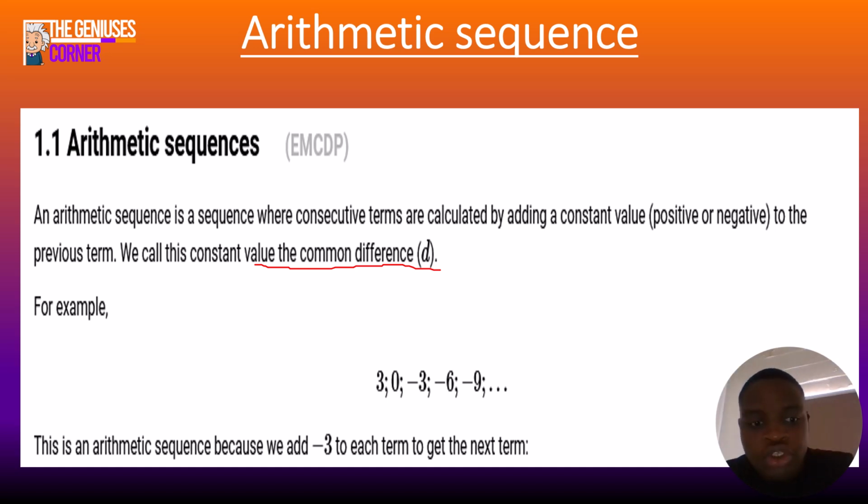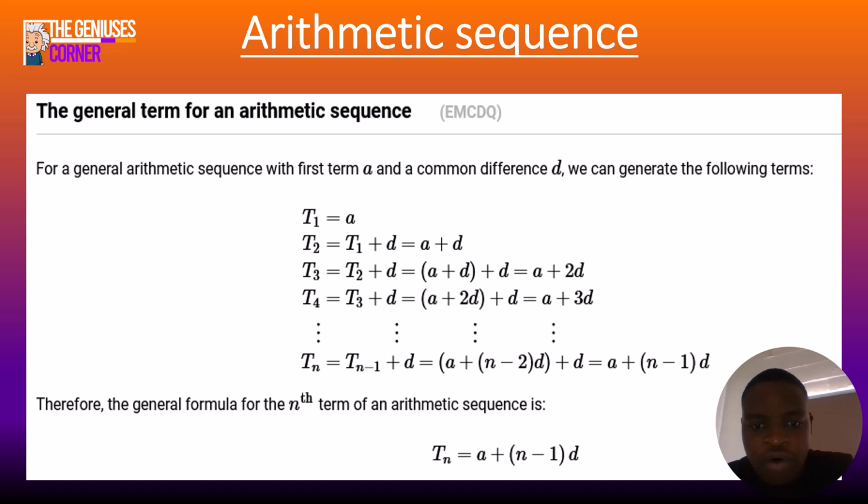Now we have the general form of the sequence, which we derive in this manner. If the first term is a, then because we are adding a constant difference, which is d, the next term is going to be a plus d. The next term will be a plus 2d, and the term after that will be a plus 3d, and so on and so on.